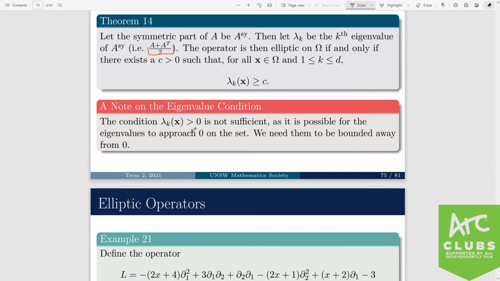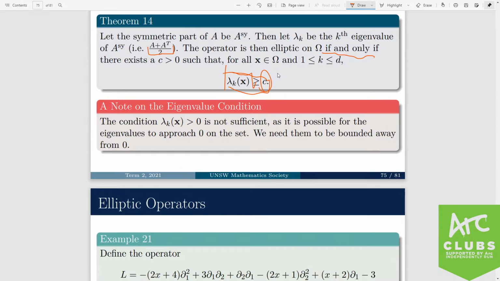So note that just because they're positive, that's not sufficient. We need to strictly apply this definition. So we need to find a C which shows this. And this theorem is an if and only if, so it applies both ways. So if we show that the C doesn't exist, then we can say that the operator is not elliptic.